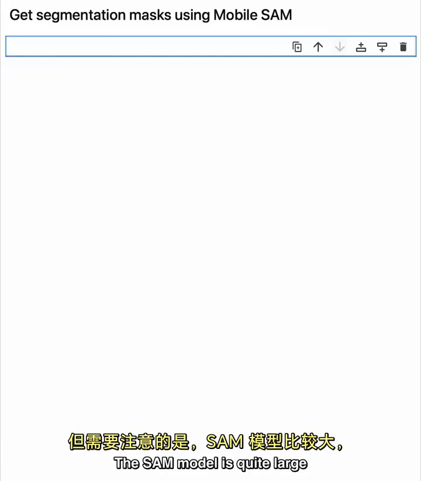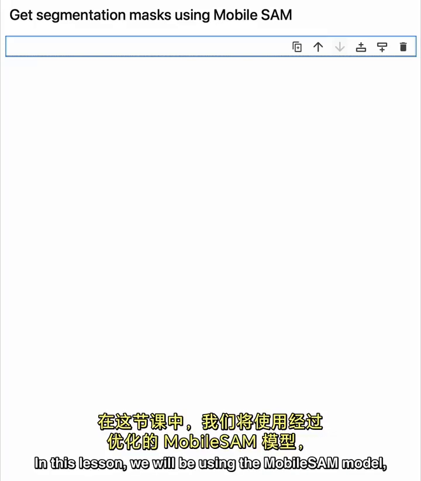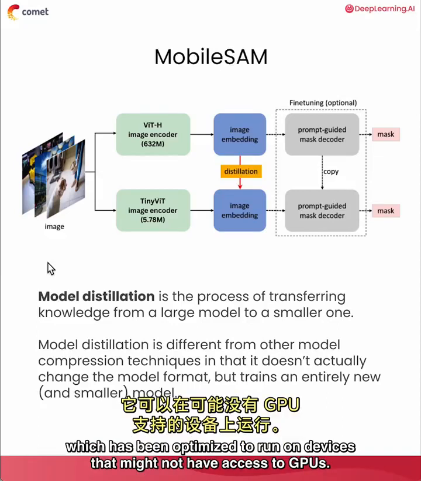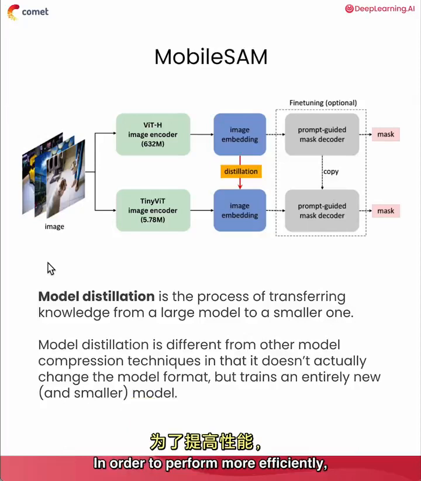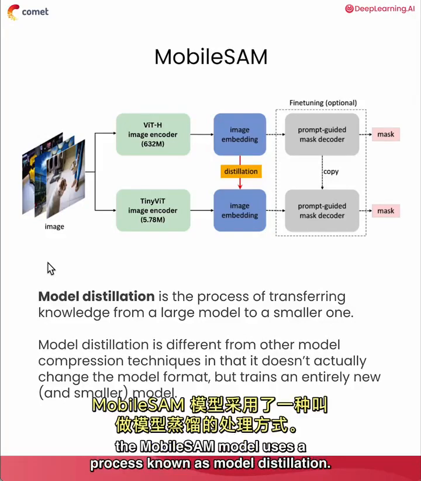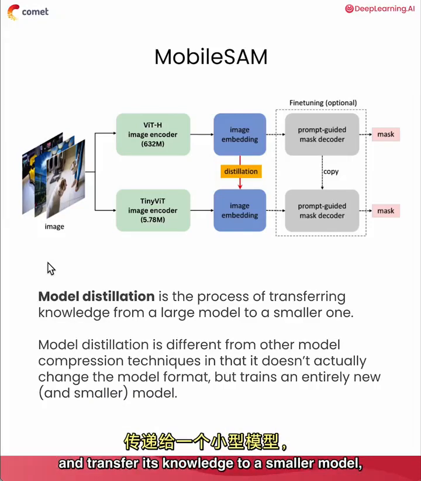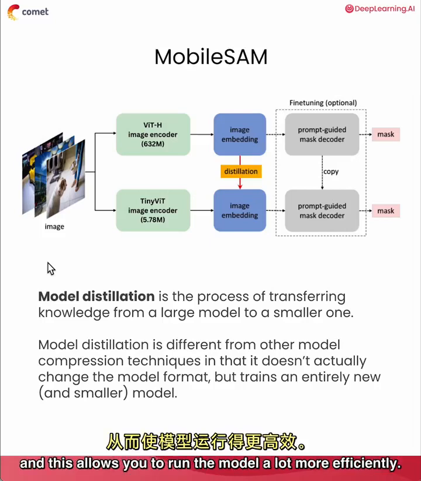The SAM model is quite large and requires a lot of computational resources in order to generate these masks. In this lesson, we will be using the mobile SAM model, which has been optimized to run on devices that might not have access to GPUs. In order to perform more efficiently, the mobile SAM model uses a process known as model distillation. Model distillation allows you to take a very large model and transfer its knowledge to a smaller model. And this allows you to run the model a lot more efficiently.